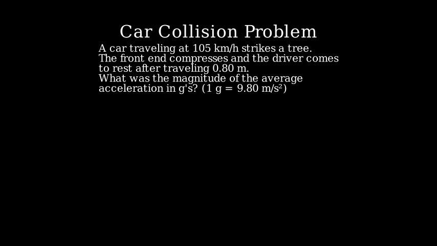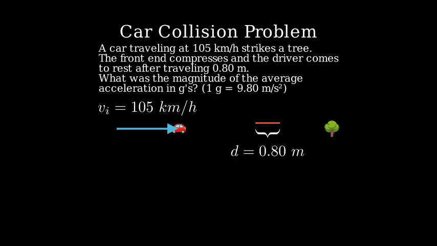Let's visualize what's happening in this collision. Here's our car traveling at 105 kilometers per hour, and here's the tree. During the collision, the front of the car compresses, and the driver travels 0.80 meters before coming to a complete stop. To solve this problem, we'll use the kinematic equation that relates velocity squared to acceleration and distance. The equation states that v final squared equals v initial squared plus 2 times acceleration times distance.